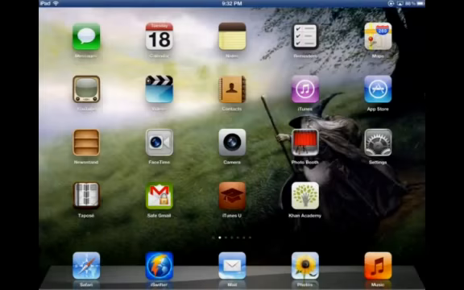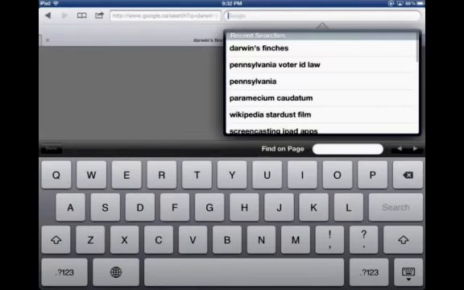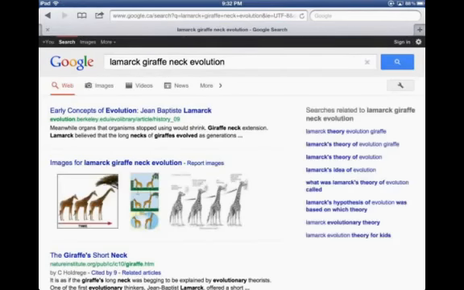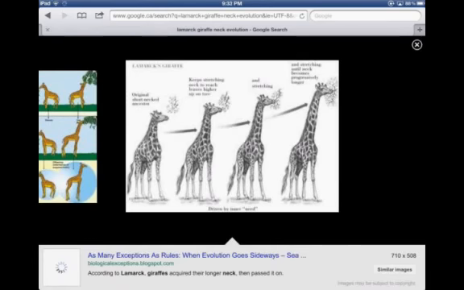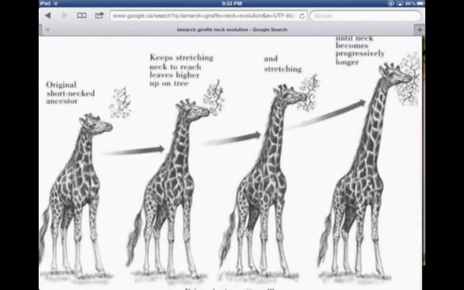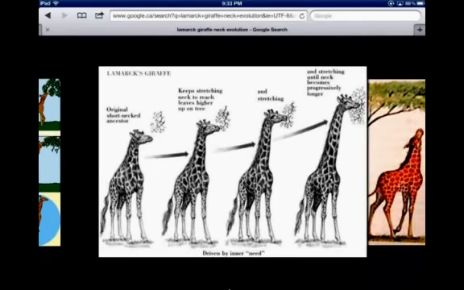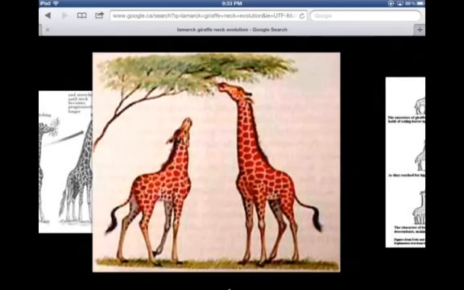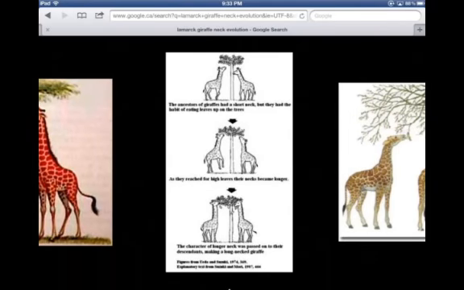Alright, so let's pop out of this for one second. So Lamarck, there we go, Lamarck giraffe evolution. If you look at Lamarck's idea of the evolution of the giraffe, it was the idea that the original ancestor had a short neck, and in order to reach higher and higher, you see this again and again, the neck just got longer. And that's kind of interesting.